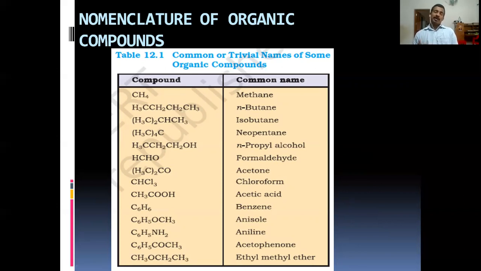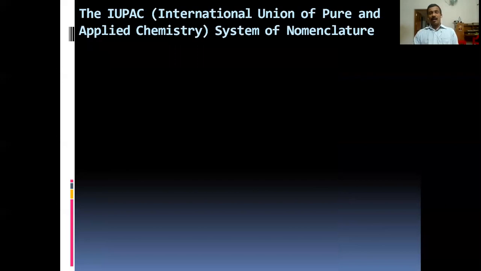Earlier, the organic compounds were given common names, but when we try to study the names of these compounds at different regions, the names were different, so the study was very difficult. So there is a requirement of a universally accepted nomenclature, and that was given by the International Union of Pure and Applied Chemistry, and that is known as IUPAC nomenclature. The IUPAC system of nomenclature.